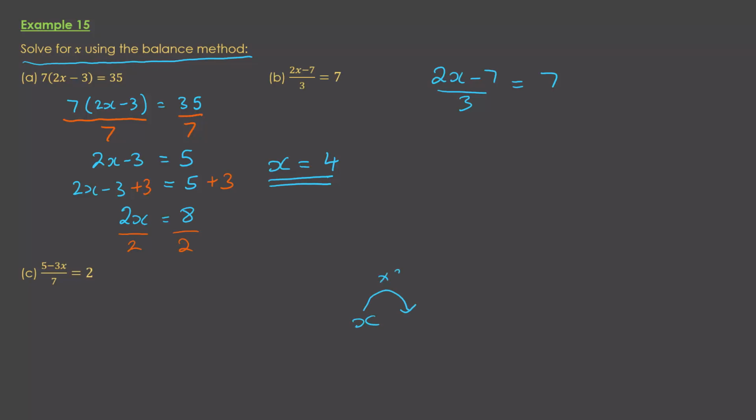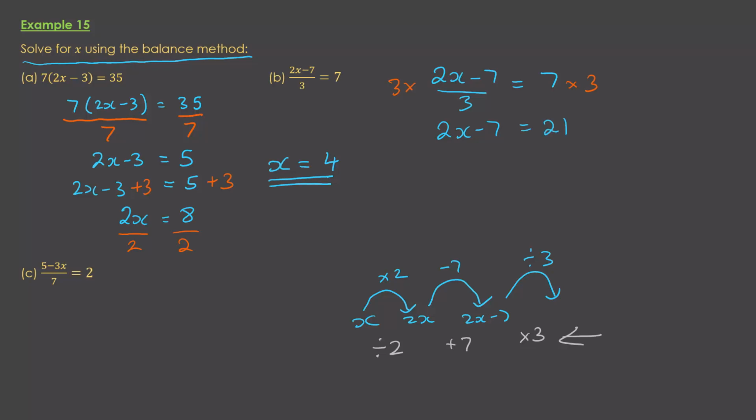x gets multiplied by 2 to give 2x. We subtract 7 to get 2x take 7. And then we divide by 3. So reversing that is going to be multiply by 3, add 7, divide by 2, going this way. So the first thing is that we multiply by 3. Now doing that, on the left gets rid of the 3 on the bottom, and so we have 2x minus 7. On the right hand side we now have 21.